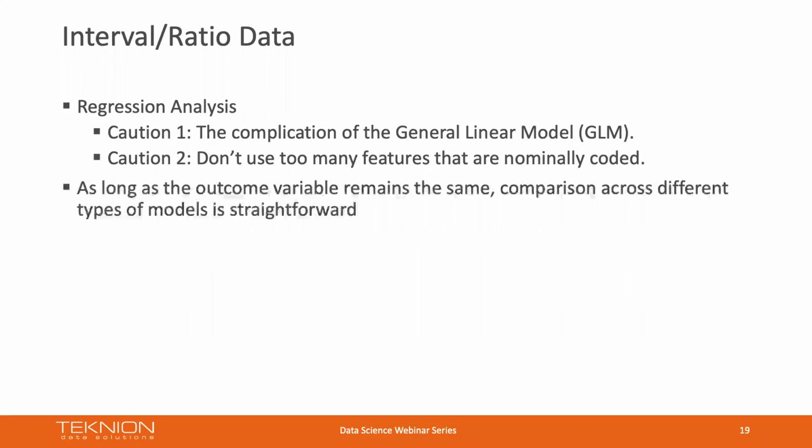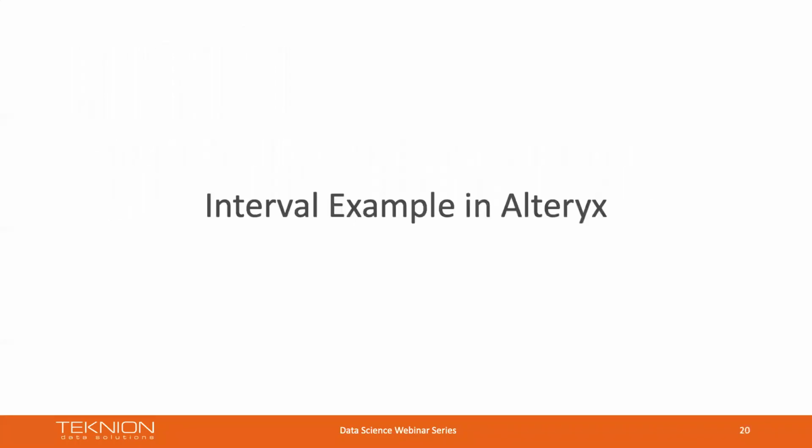Okay. So the good part though is that when we're doing a regression type analysis, as long as the outcome variable remains the same, comparison across different types of models is really straightforward. It's not quite as straightforward when we're doing classification analysis. You have to do a little bit of work on that end. But in this, comparing models when we're still in that regression framework and we're using the same type of dependent variable, is really straightforward.